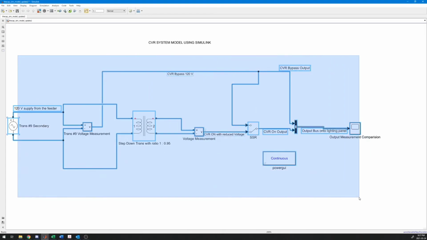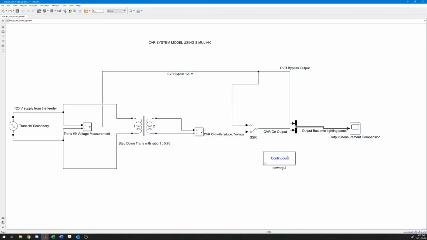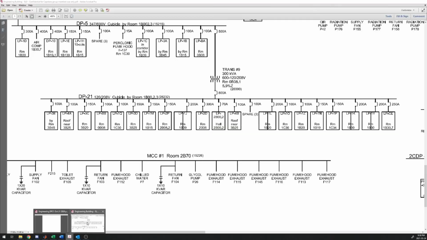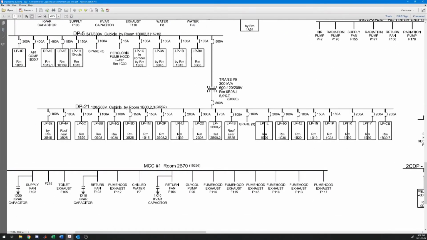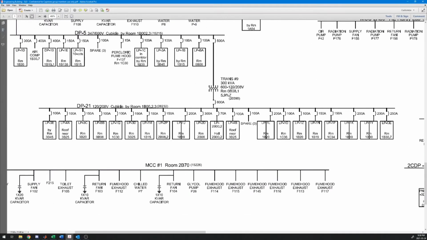Here's our Simulink model of the CVR system. Using a Power GUI tool, it allowed us to model the blocks and show the steady-state results. We start at the input voltage, which is 120 volts, and this comes from the secondary side of transformer number 9. I will open up the single line diagram. We'll go to transformer number 9, 600 down to 120 volts. So this is where our schematic starts.